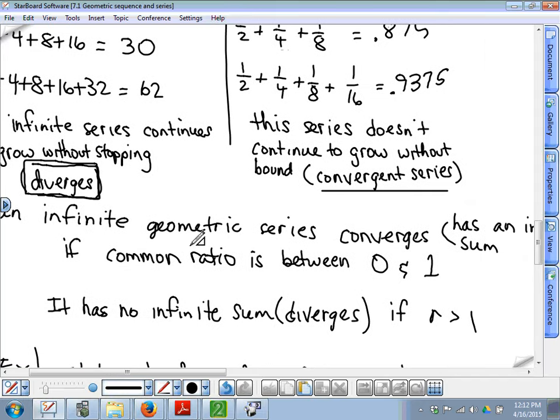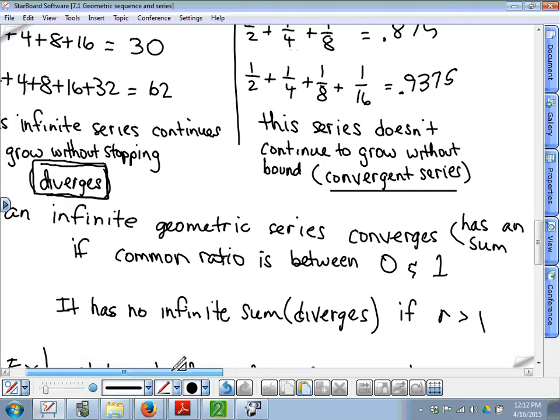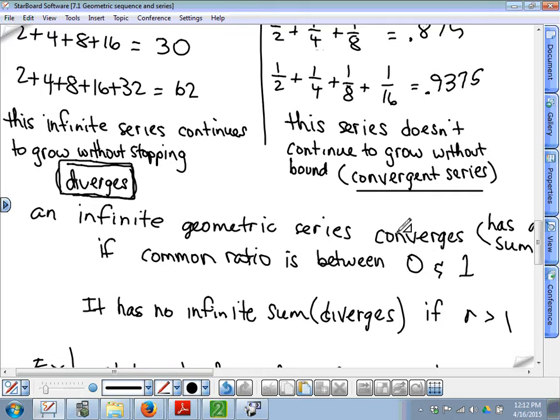You need to write this explanation down here. An infinite geometric series converges if the common ratio is between 0 and 1. Like the one on the right. The common ratio is 1/2. That's certainly between 0 and 1. That's why this series converges.